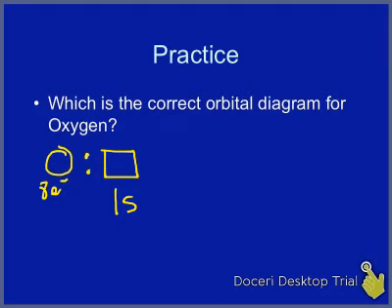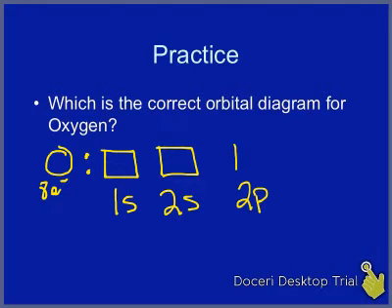After 1s, where do we go? 2s. How many orbitals? 1. So how many boxes? 1. After 2s, where do we go? 2p. How many orbitals does 2p have, though? 3. So I'm going to draw 3 boxes. How do I know to stop at 2p? Oxygen is located in 2p on our periodic table, right?